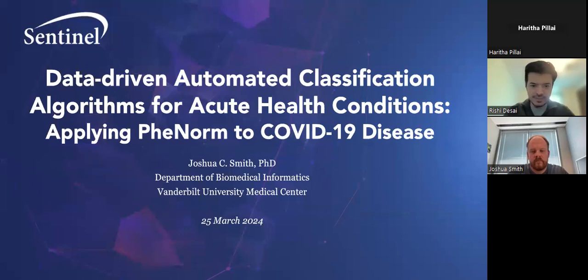So for today's presentation, the focus is on a paper that was recently published by Dr. Smith and his colleague titled Data-Driven Phenotyping Algorithm for Acute Health Conditions, Applying PheNorm to COVID-19.